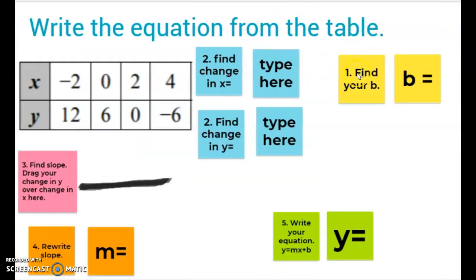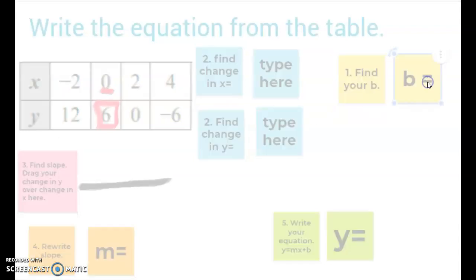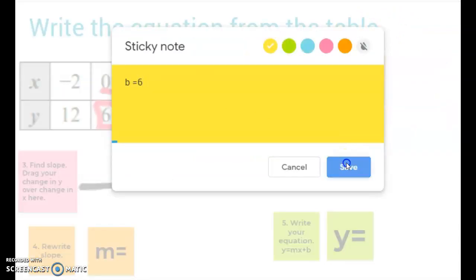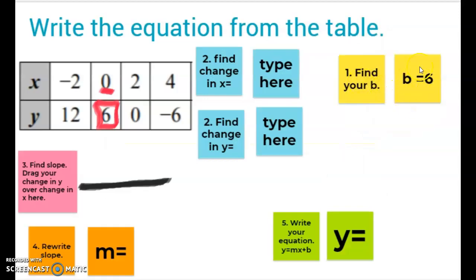Finding our B, step number 1. If we remember from our notes last class, finding my B from a table means that I'm looking for 0 in my X column. If I can locate 0 in the X, whatever number I have for my Y is automatically my y-intercept. That is my B. So I'm going to double click on the B equals and type the number 6. After I hit save, it saves it right there for me.